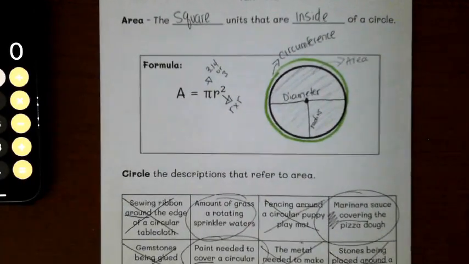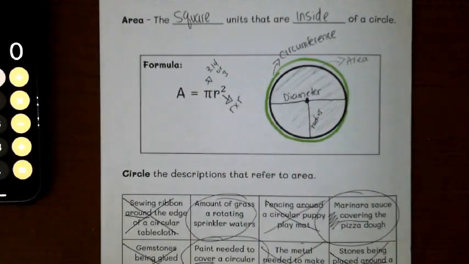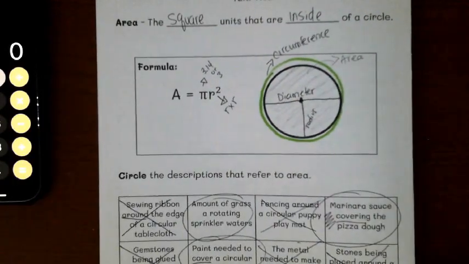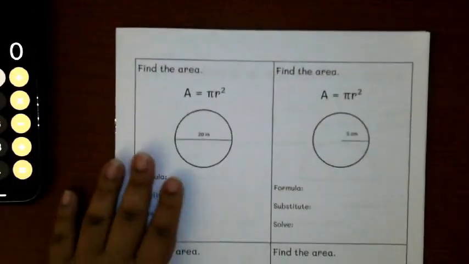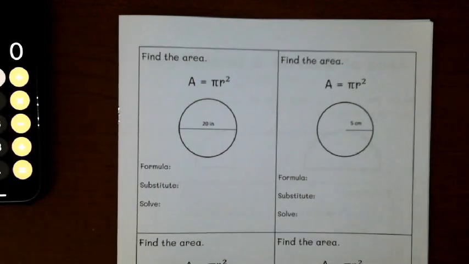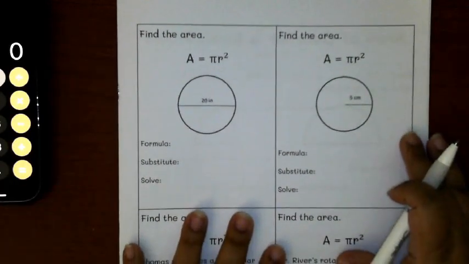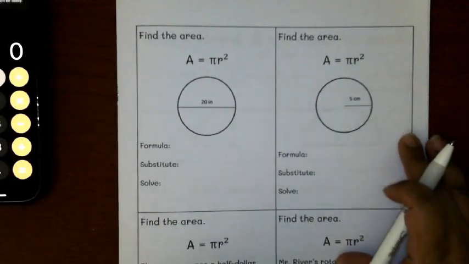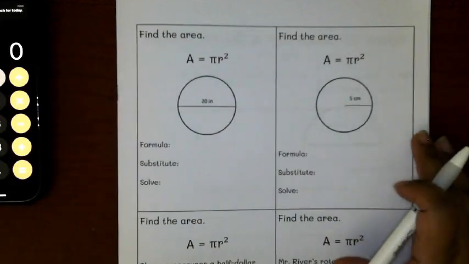I'm going to go ahead and move to page 76. All right, let's go to page 76. So now here we're just going to find the area. Okay, unlike circumference, you only have one formula, but the difference between this one and finding circumference is that you're going to need only the radius.